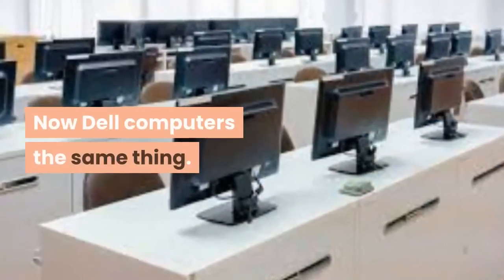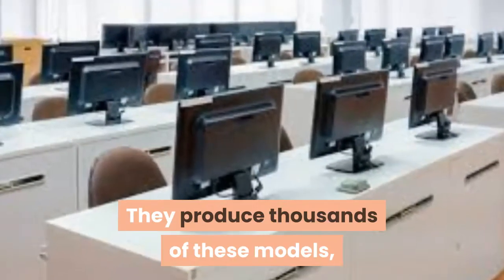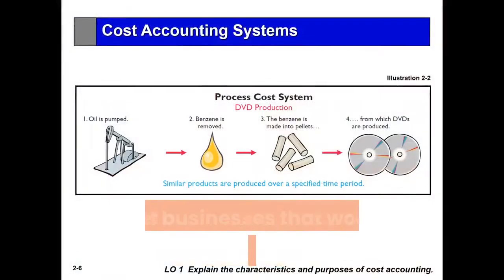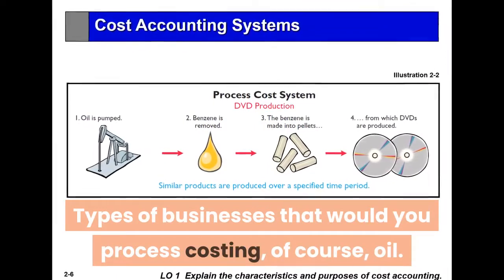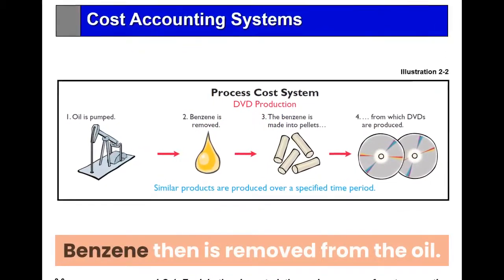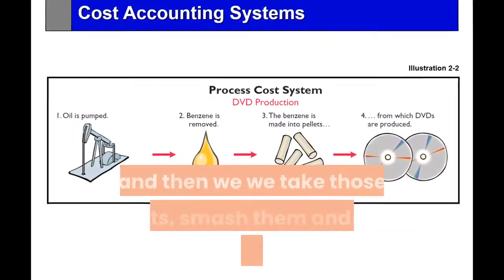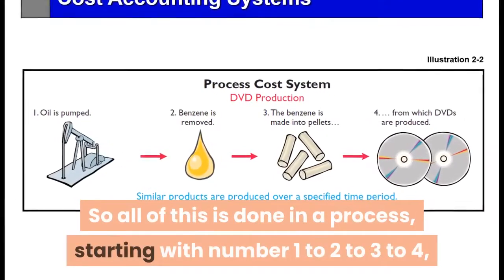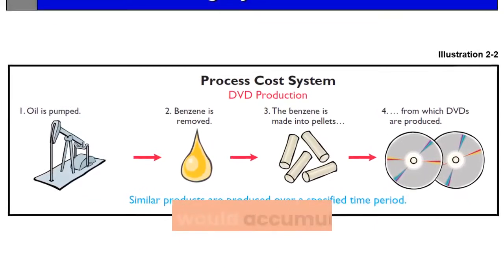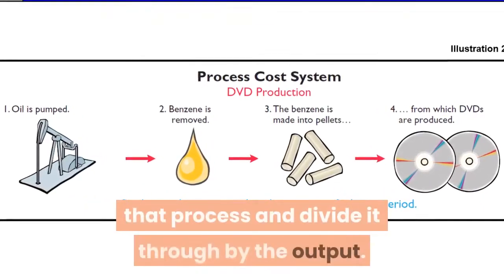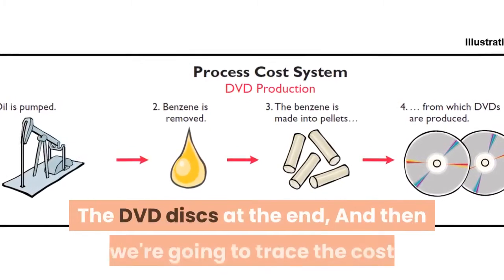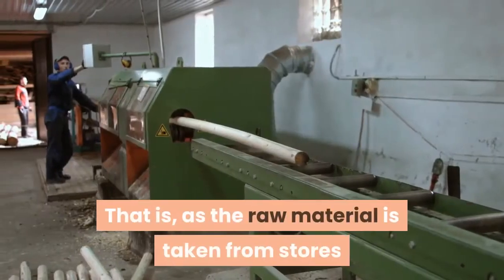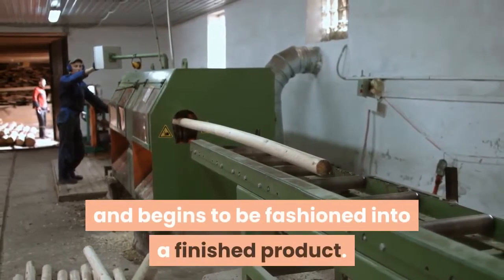Dell computers are the same thing. They produce thousands of the same model, and they use a process costing system to determine the cost of each product. Types of businesses that would use process costing: of course, oil. Benzene is then removed from the oil. Then we produce a product of pellets, and then we take those pellets, smash them and form them into DVDs. So all of this is done in a process, starting with step 1 to 2 to 3 to 4, and we would accumulate the cost of each step of that process and divide it through by the output, the DVD discs at the end.